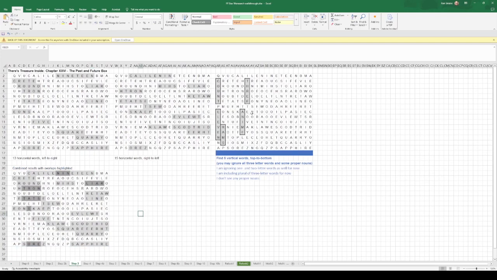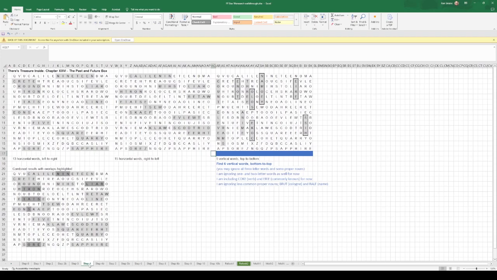Then I am adding a 3rd grid. So I'm finding all of the vertical words from top to bottom. Count, 11, 3, anime, rams. Rams is an example of a plural 3-letter word. I'm incorporating it for now. And then we're going to merge.